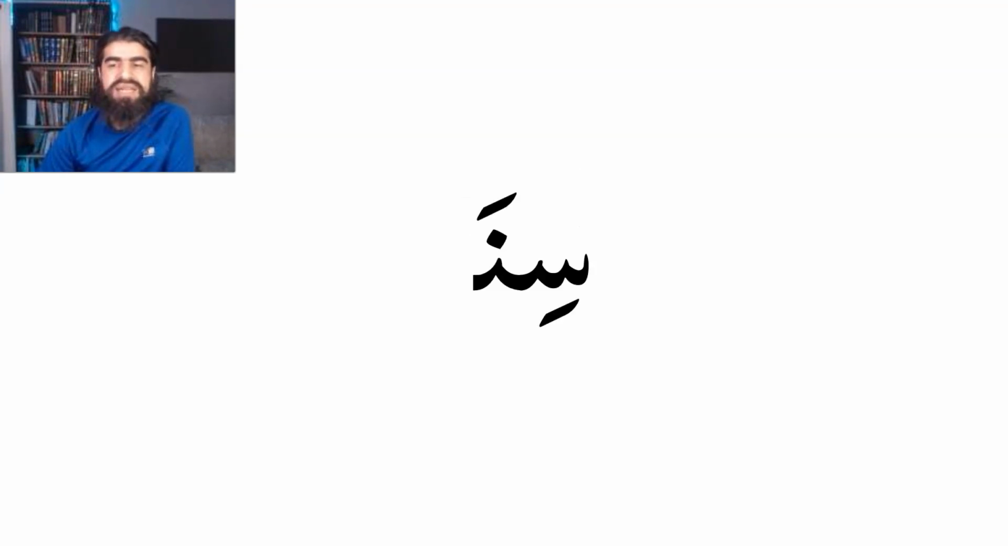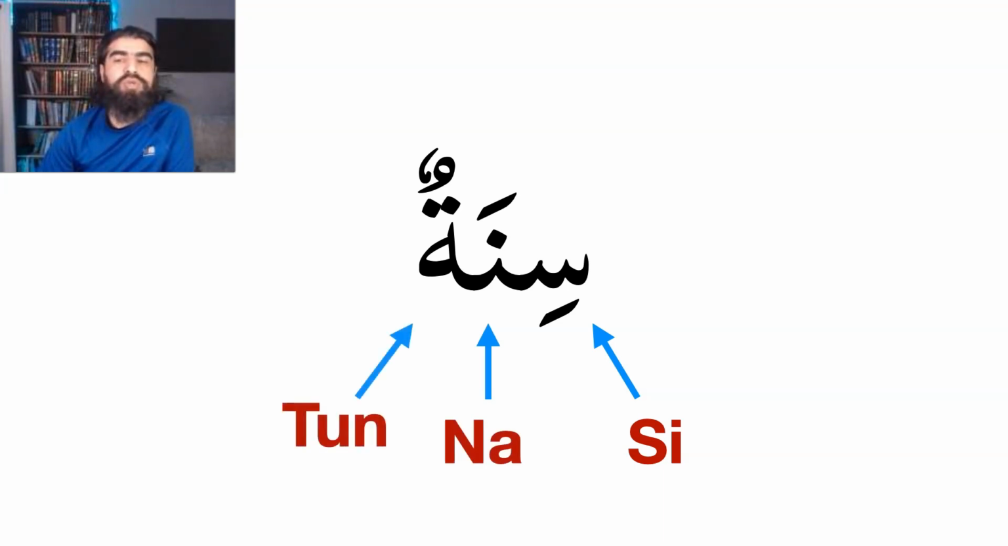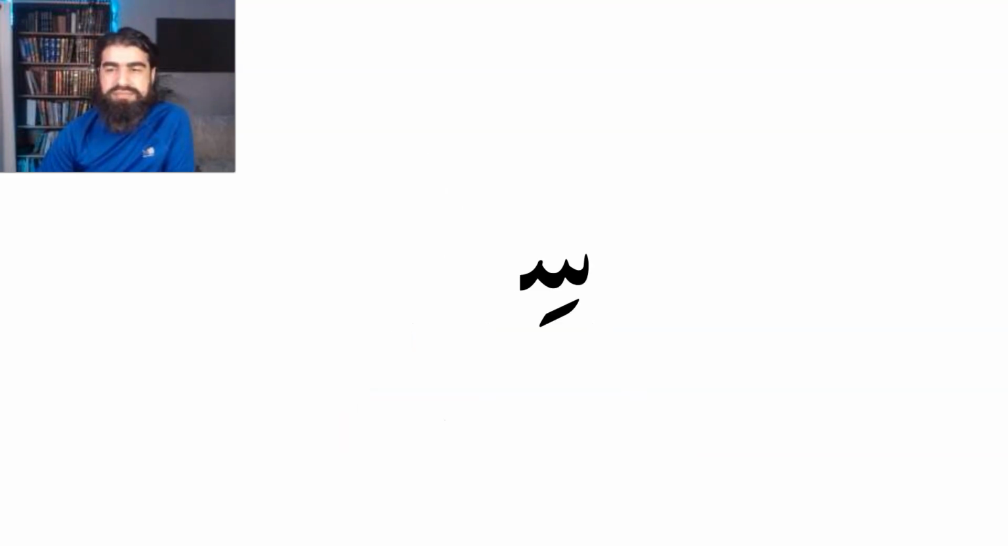Si, Na, Tun. Sinatun. Say it with me. So this is a si. This is a na. And this is a tun. Sinatun. Say it with me. Very good. Sinatun. Okay, now you can have a go on your own.